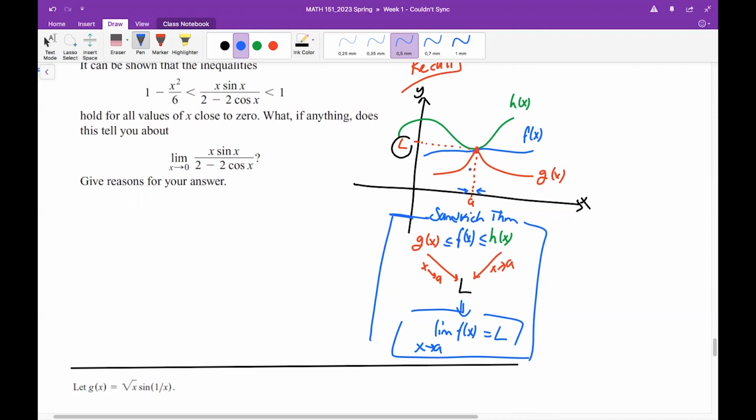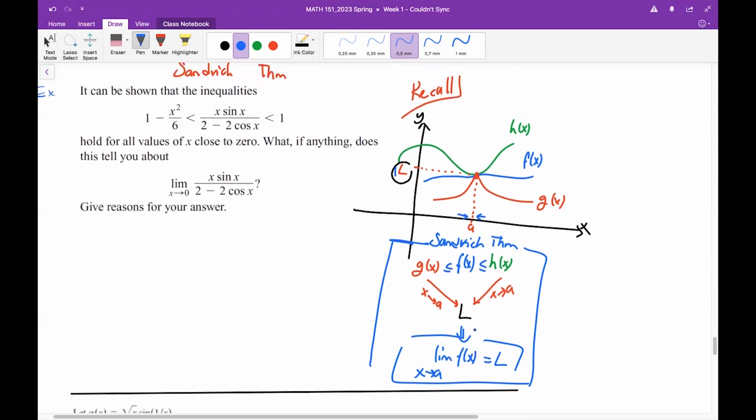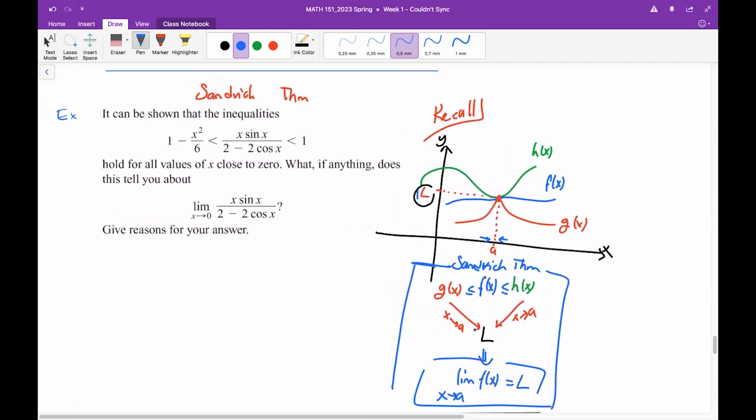You see that the values of f of x at a are kind of squeezed between h of x and g of x. The h of x and g of x force the function f of x to have the value L around a, okay? And this is the algebraic written version of it. Okay, if no questions about the theorem, let me solve this exercise for you.